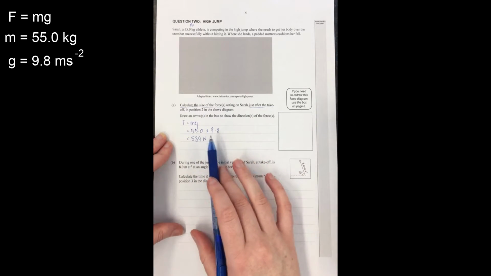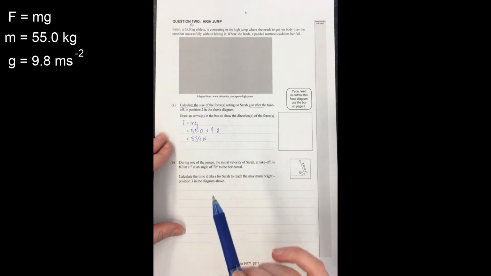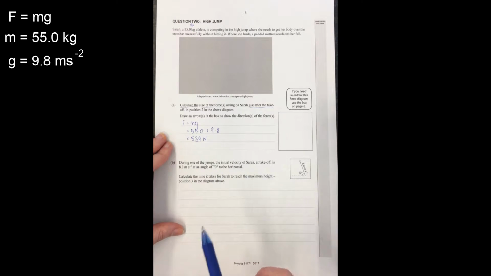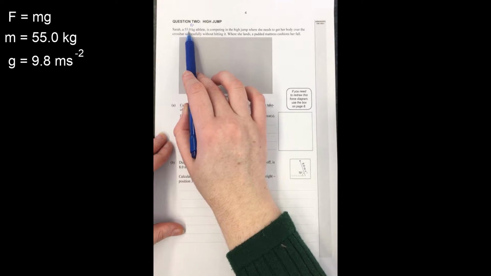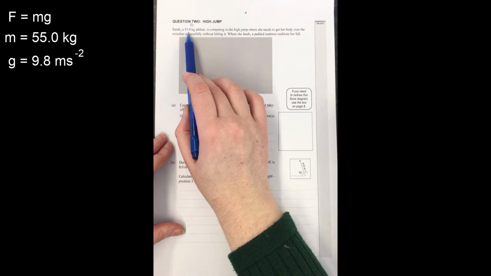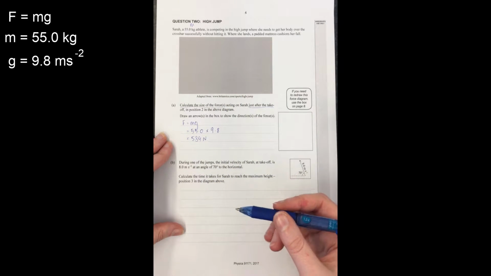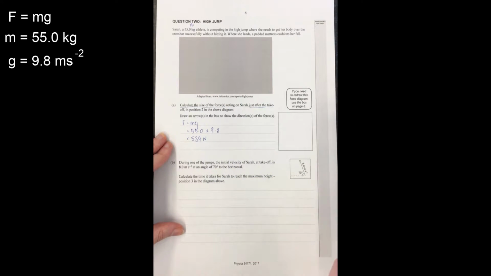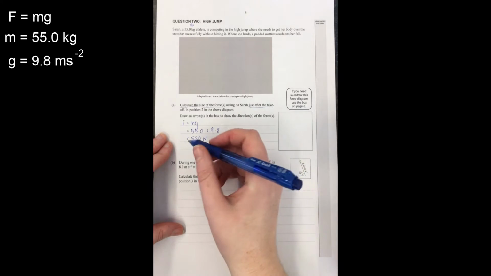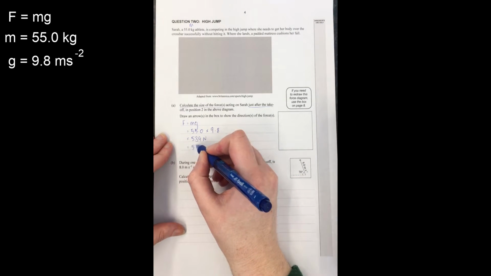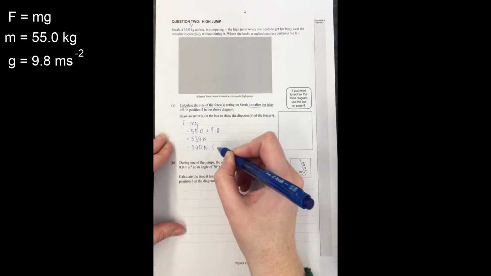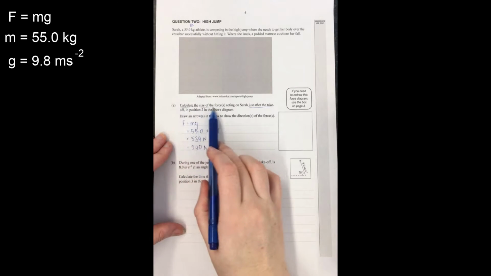Now, this isn't our final step here, because we need to look at our significant figures. So, 55.0 kilograms is 3 significant figures, okay? But our gravity is only given to us in 2, 9.8. So our answer must also be 2 significant figures. So 540 newtons to 2 significant figures. Okay, now we've done step 1 of our question.